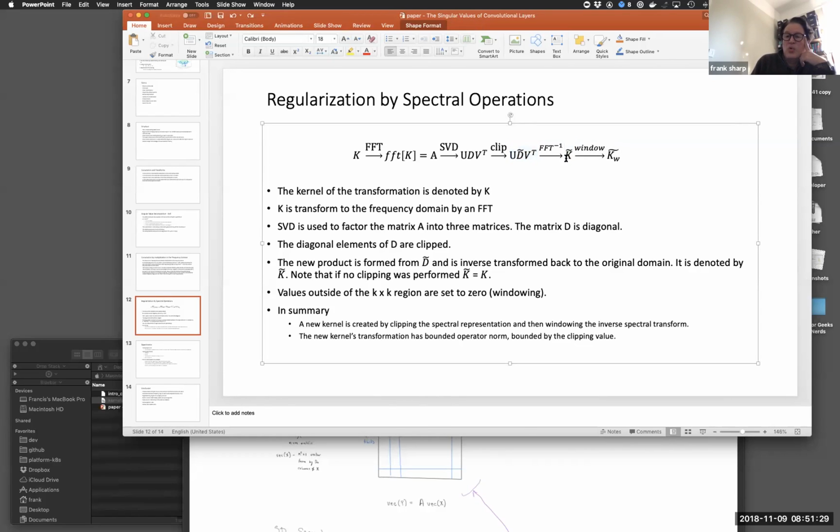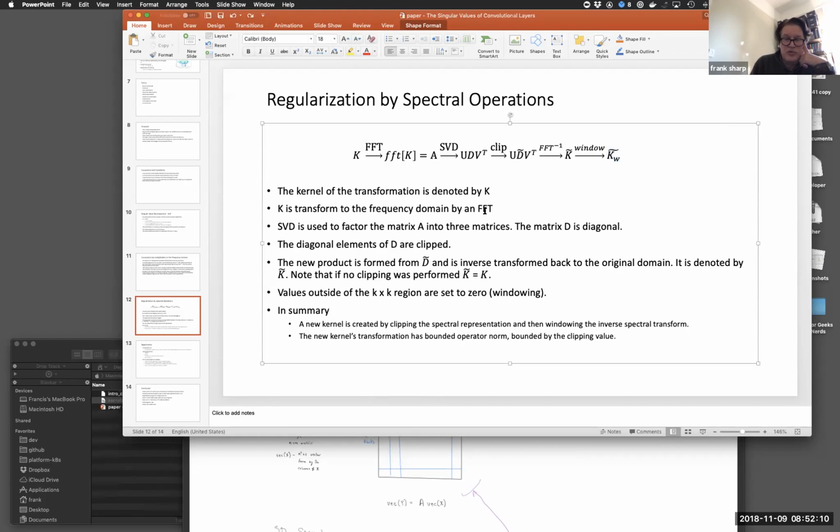Then finally, we're back in our original domain, K tilde. And so we window that K, right? Because this K can have elements outside of its original K by K kernel. Some of the N by N elements can be non-zero due to the way this transformation works. And so we window it. We basically just set those components to 0. So now we have another kernel with subscript W.